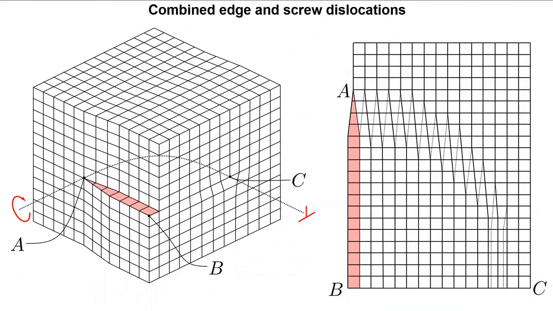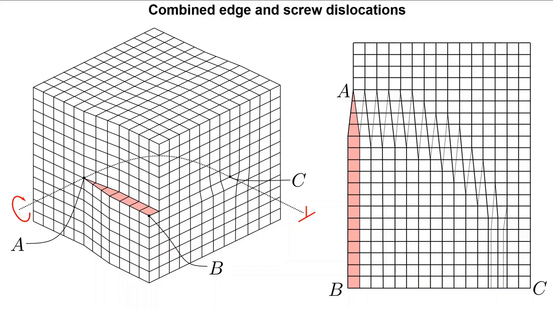Here is a combined screw and edge dislocation, both with a parametric and planar representation. On the front face of the domain, it starts as a screw dislocation proximate to point A, and then wraps around point B to end up on an edge dislocation at point C.